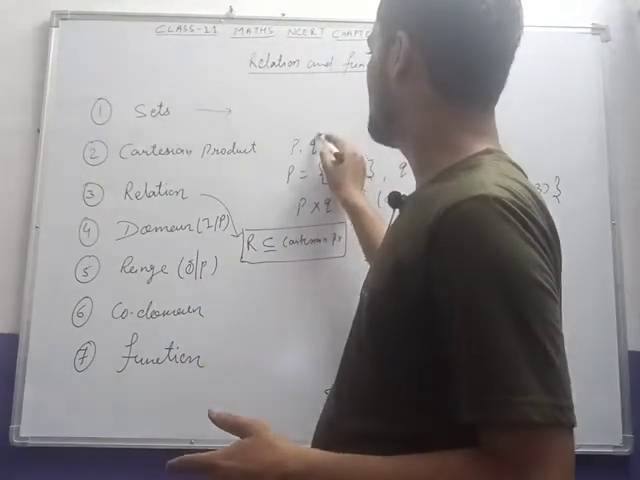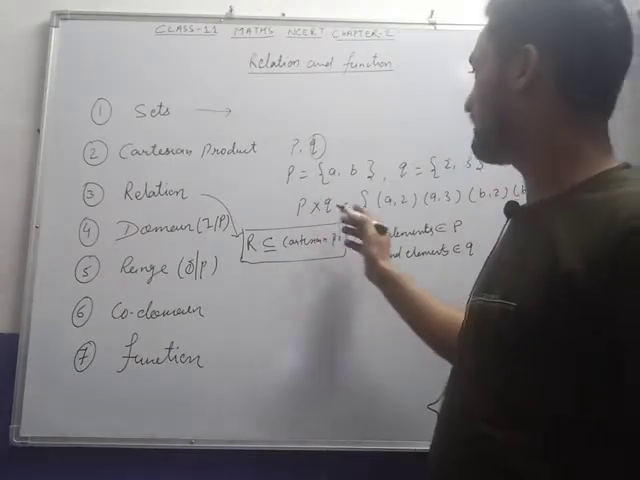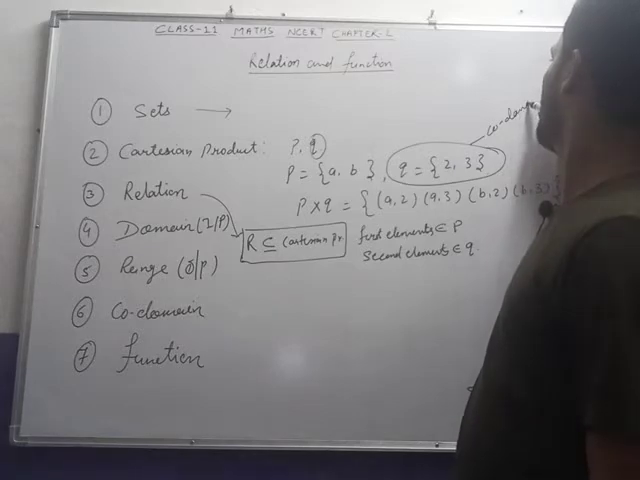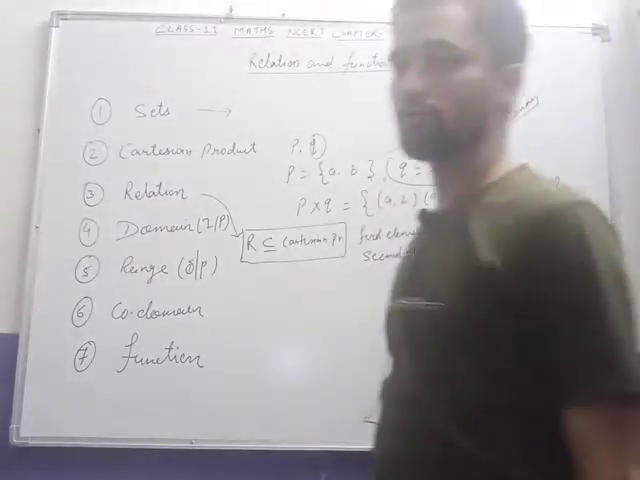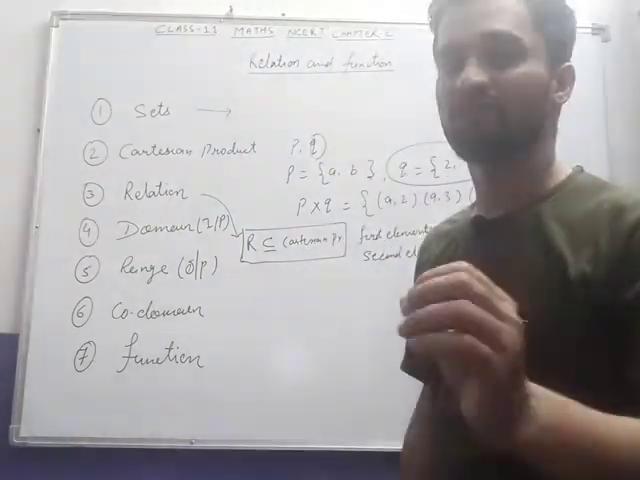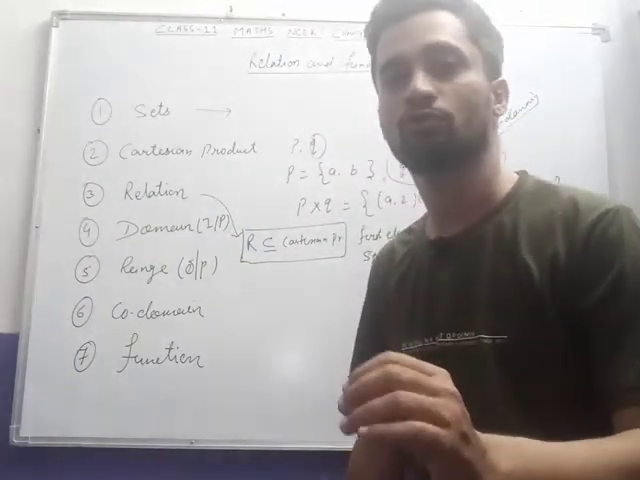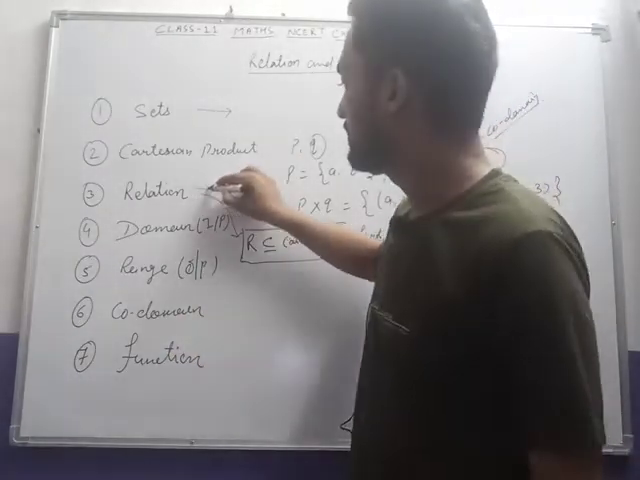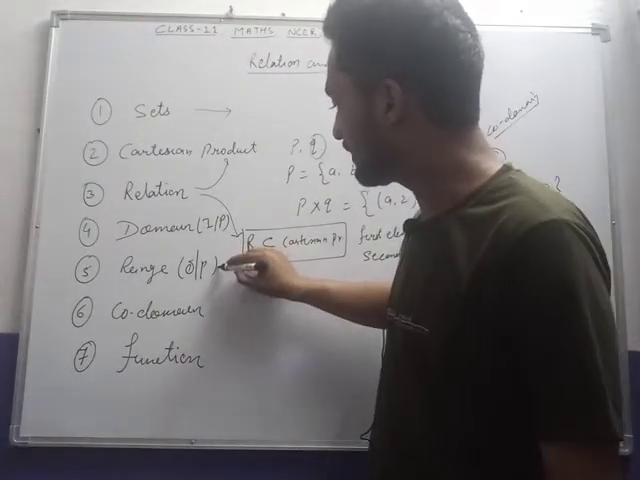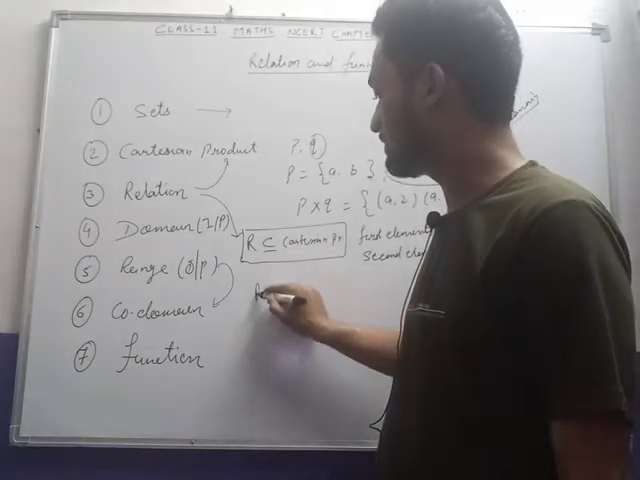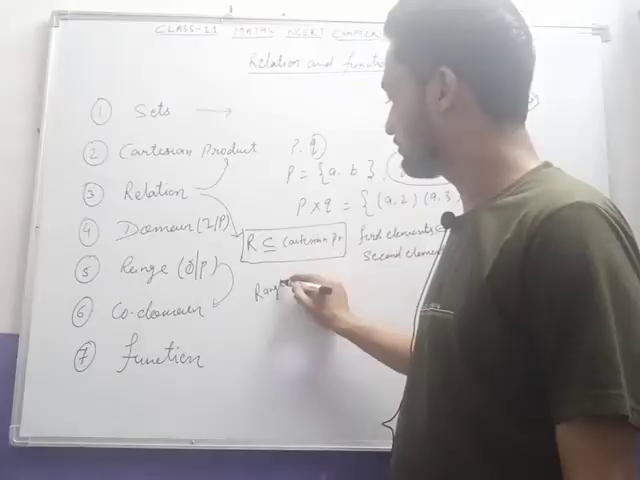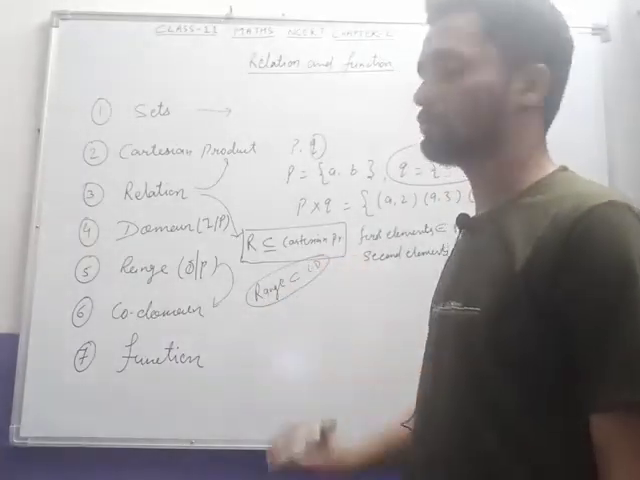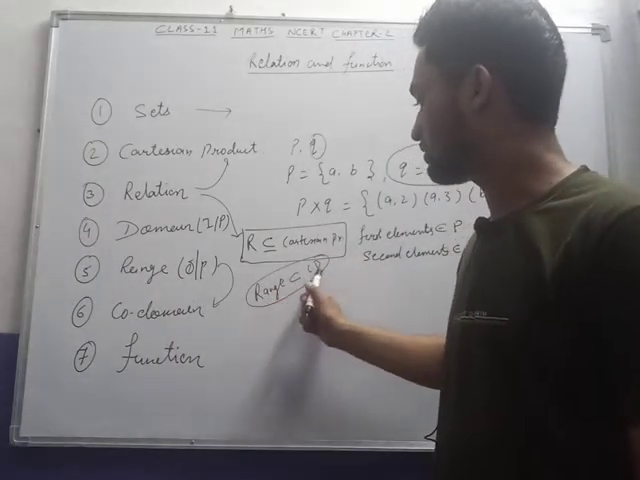Suppose for example we talk about this P and Q sets, then this whole Q set will be the codomain. So you should know that range is a subset of codomain. Relation is a subset of Cartesian product, and range is a subset of codomain. This point you should remember: range is a subset of codomain.